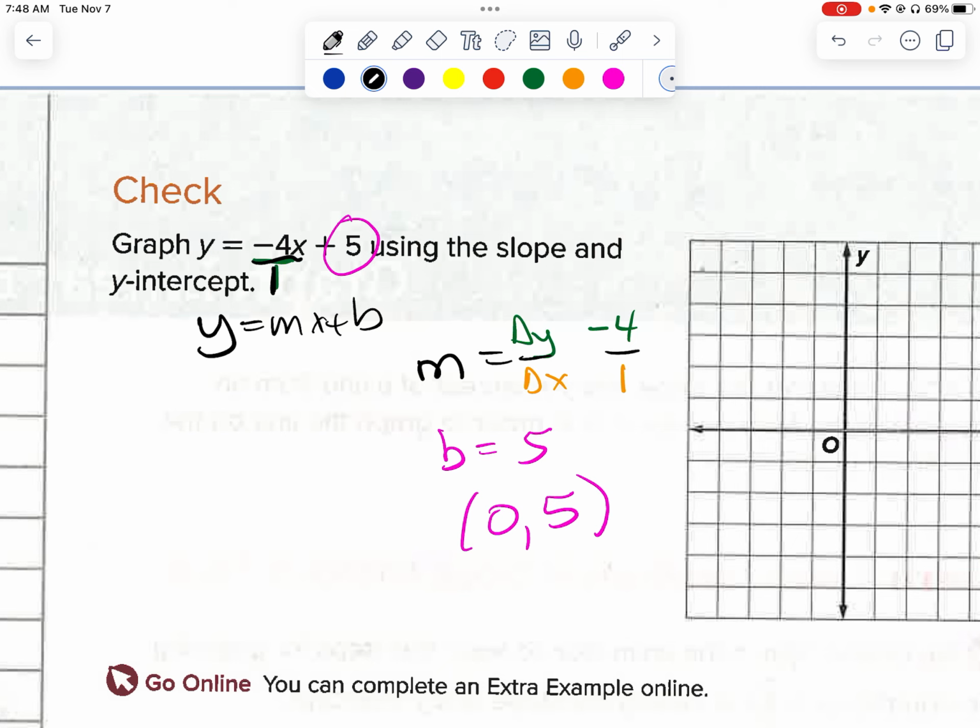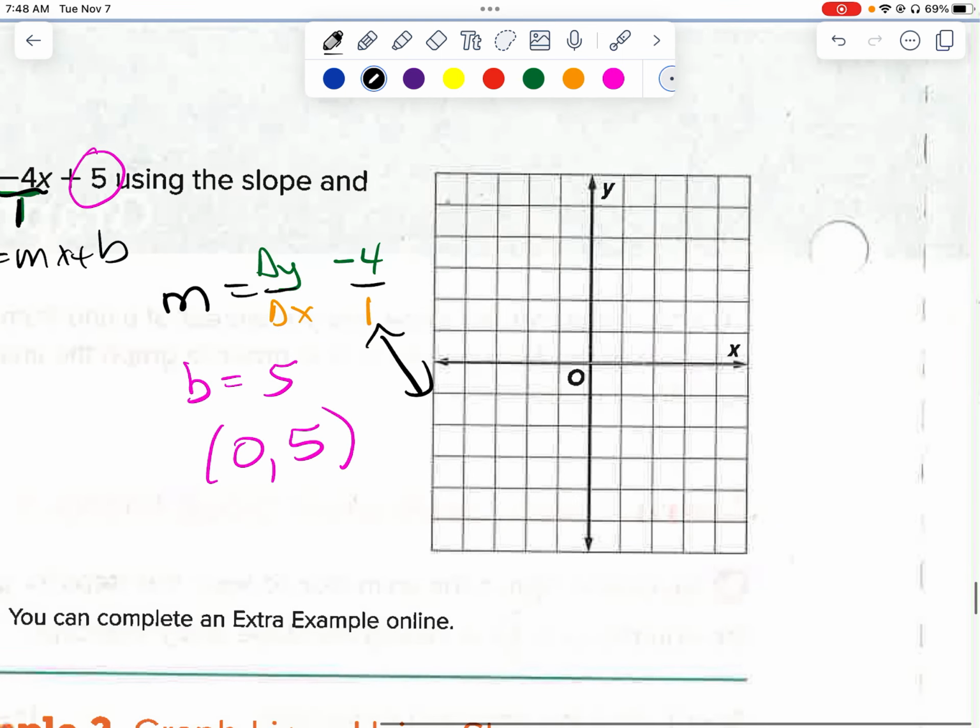And it's a negative slope, so it's going this direction. So we're going to start over here. We start at 0, 0, which is right here. And I'm going to go up to 5. 1, 2, 3, 4, 5. And I'm going to plot a point.